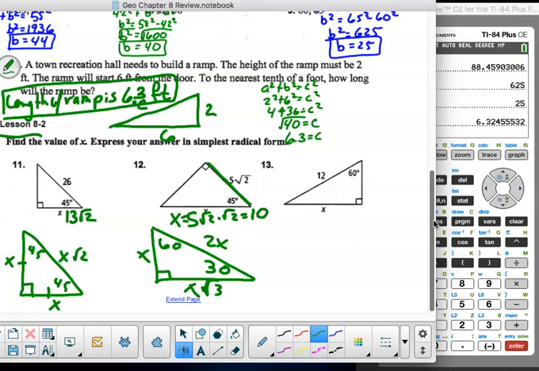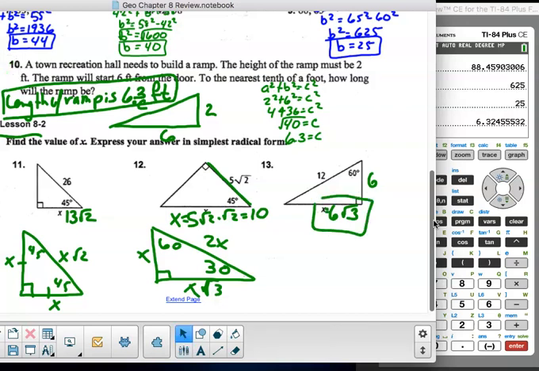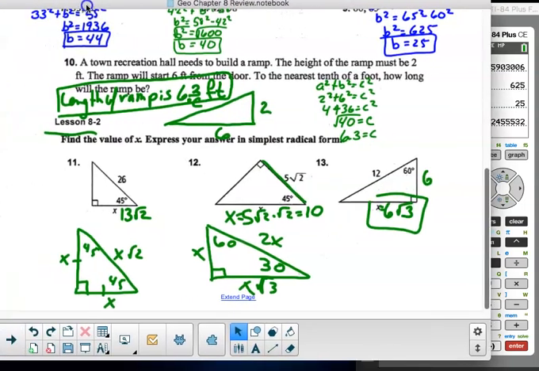Here, the hypotenuse is 12, so half the hypotenuse, because it's a 30-60-90, is 6. And then 6 the square root of 3 is my x value. So that's what equals x. So that's the front page. Let's slide this on.